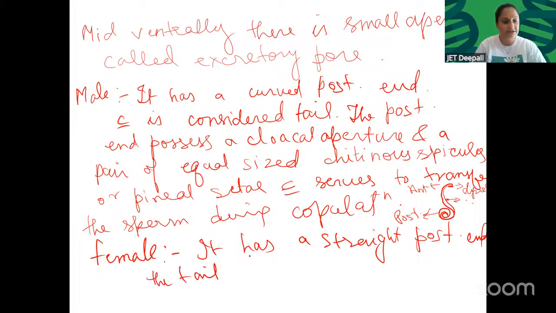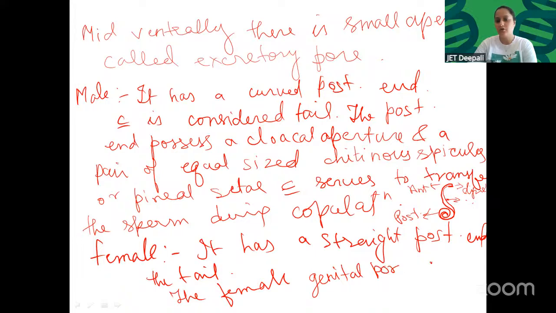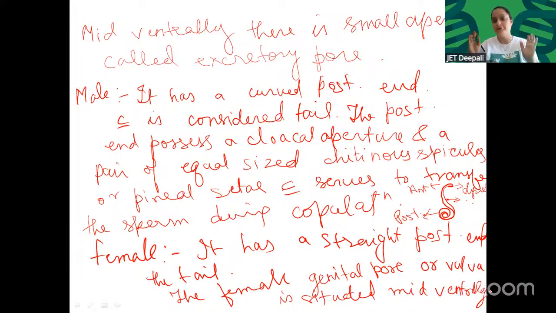The female genital pore or vulva is situated mid-ventral. See, this is also important. So imagine, whenever they are doing copulation, the male is small in size and the female is very big in size, or rather, comparative to males, females are larger in size.